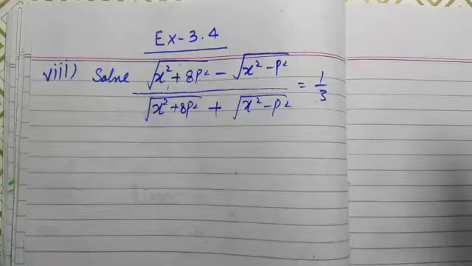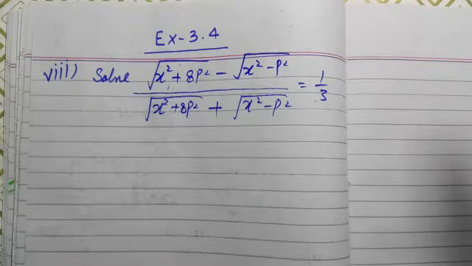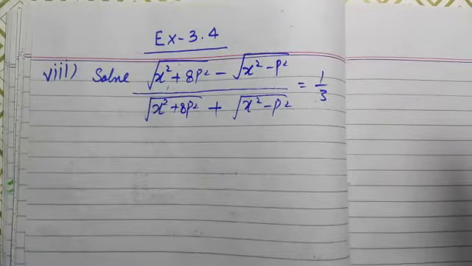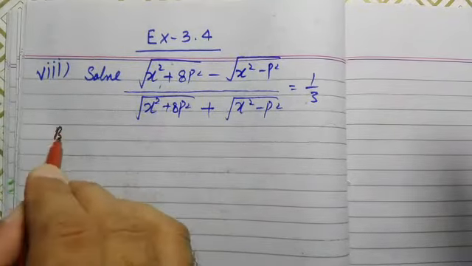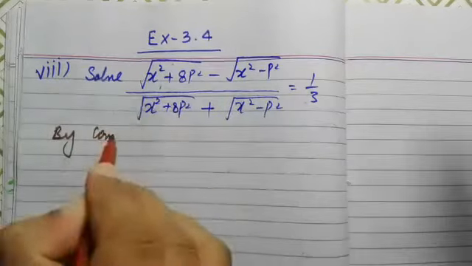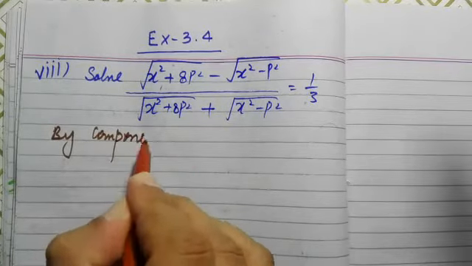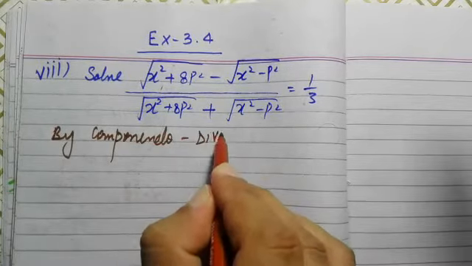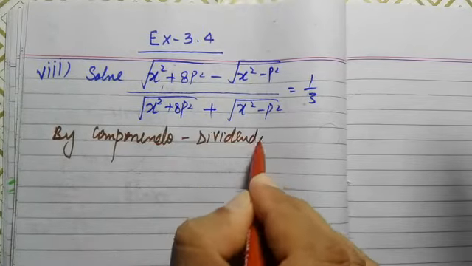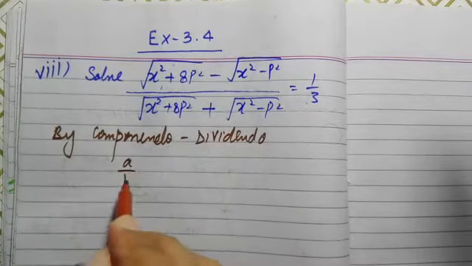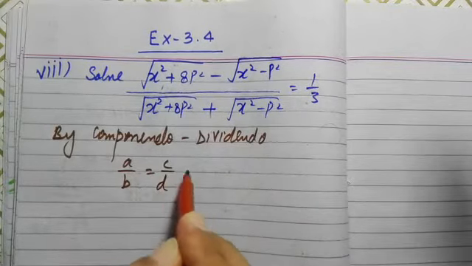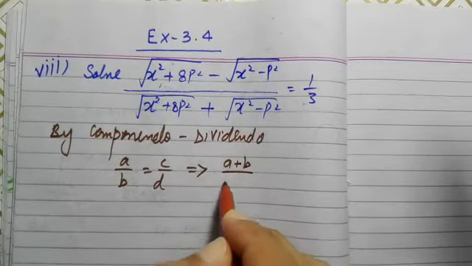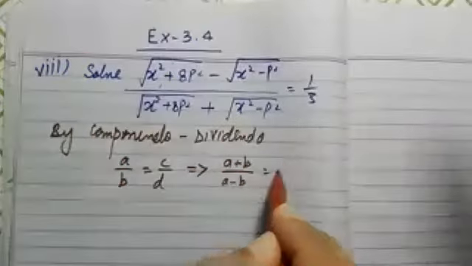By using Componendo Dividendo Theorem, we are actually interested to find Componendo Dividendo Theorem. I will recommend that you should always quote the reference, because this makes you different from the others who are not quoting or writing the reference theorem. It's very simple. It will give you a lot of practice.